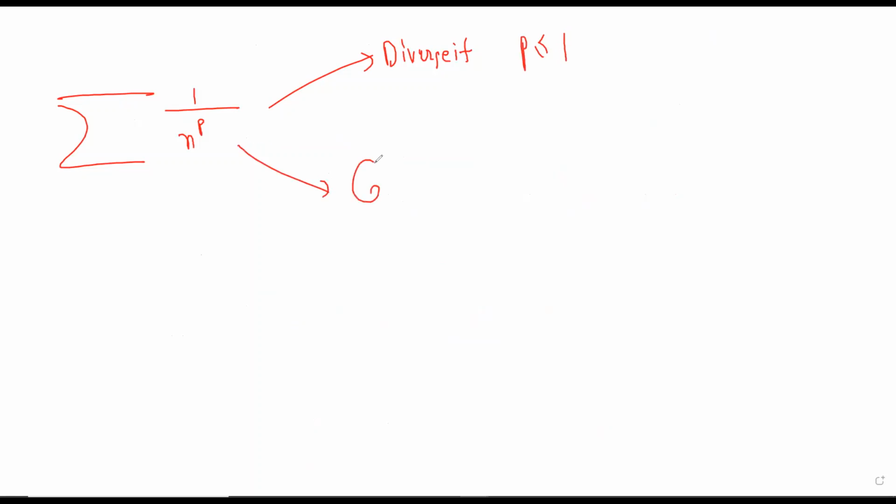So we are now conclusively able to say for all cases of P: the series of n power P will diverge if P is less than or equal to 1, and it will converge if P is bigger than 1. We have done all of it, and the core idea was the very same for all. This is called the P test.